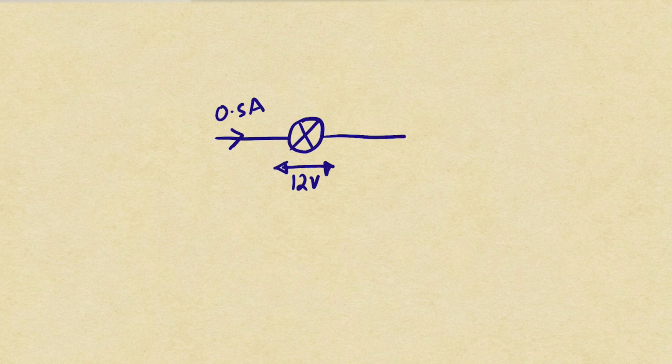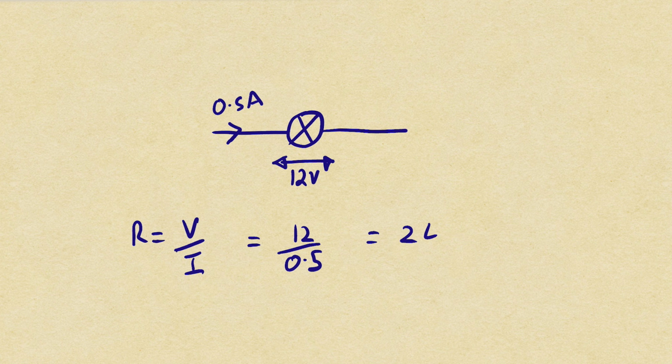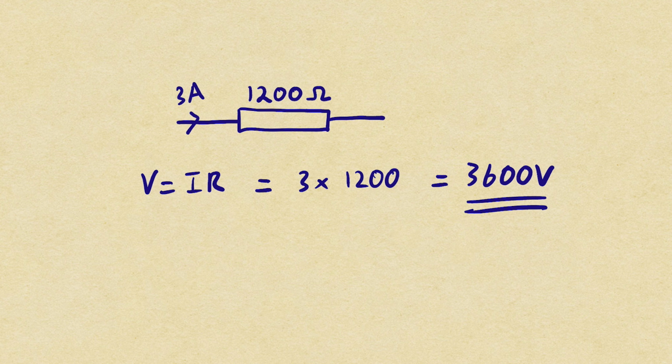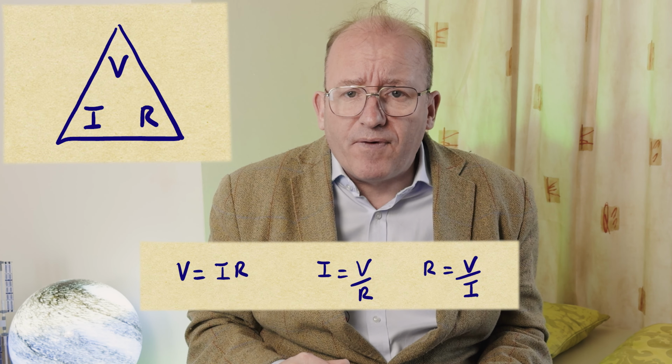This is a 12 volt lamp with a current of 0.5 amps flowing through it. What is its resistance? Well, R equals V over I, so 12 volts over 0.5 amps gives us 24 ohms. Here we have a 1200 ohm resistor with 3 amps flowing through it. What voltage makes that happen? V equals I times R, so the voltage is 3 amps times 1200 ohms, which is 3600 volts. So here are the 3 forms of the equation and the triangle if you find it useful.